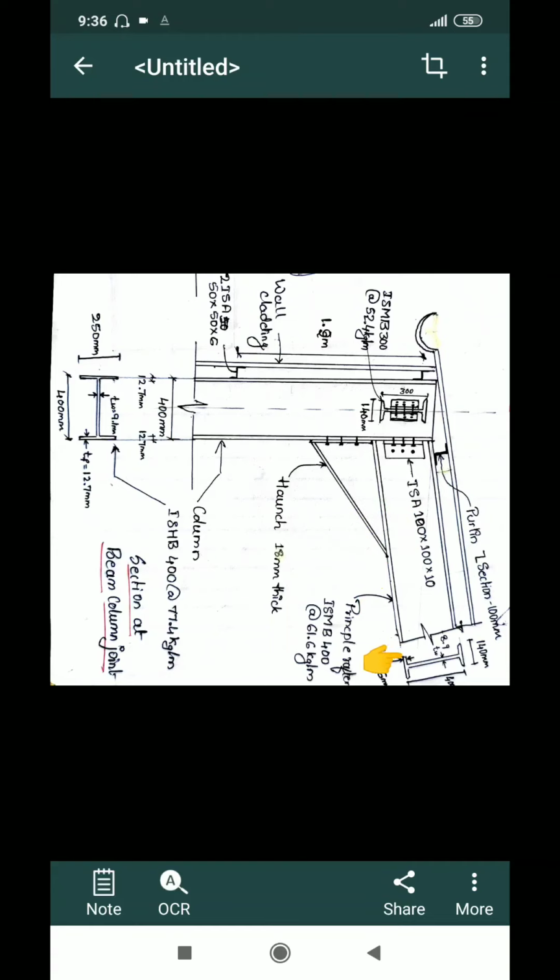So this beam is of ISMB 400. So the total depth is 400, flange width is 140, flange thickness is 16 mm, web thickness is 8.9 mm. So I am connecting this beam with this column by providing a connecting angle. For this angle I have chosen 100 by 100 by 10 mm. So one leg of the angle is connected to the beam and another leg of the angle is connected to the flange of the column by providing bolted connections.